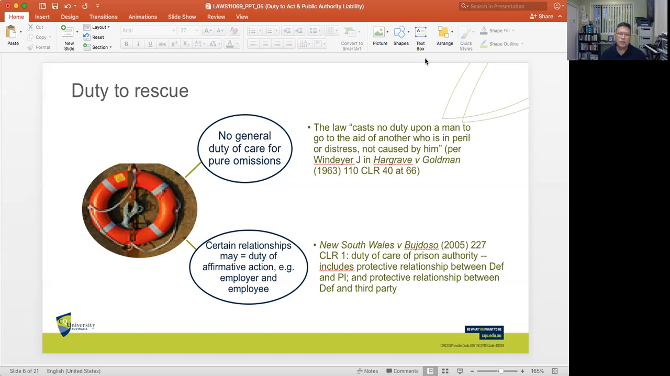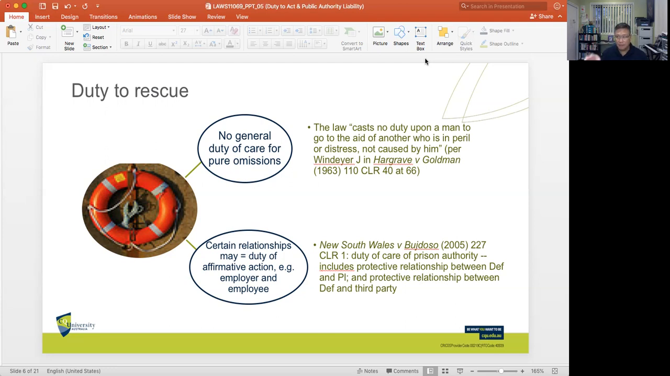However, although there is no general duty of care for pure omissions, there are, as we see here, certain relationships which may lead to a duty of affirmative action. The example I gave was employer and employee. And it can also be in the context of a prison authority and inmates. In the case, for example, of New South Wales versus Bujasso, did I pronounce it right? Hopefully I did.